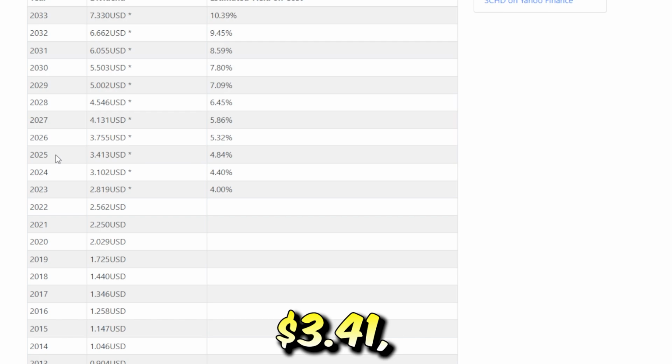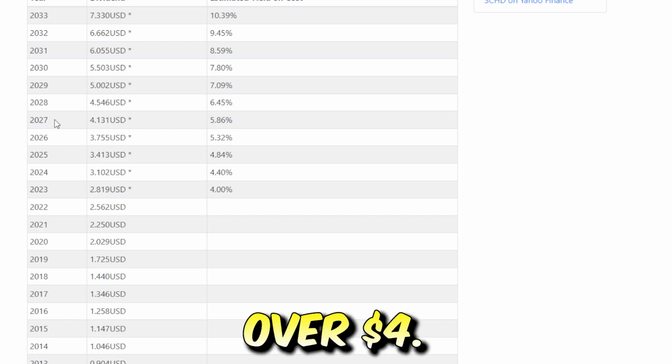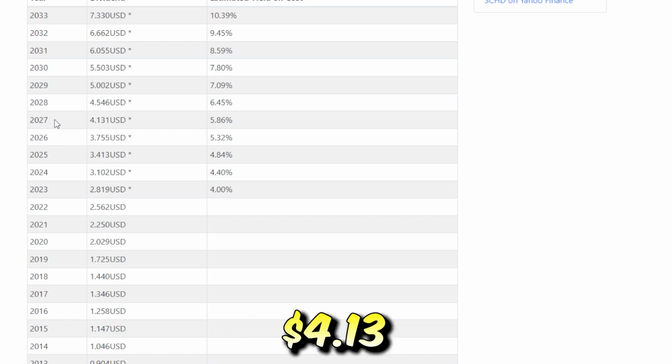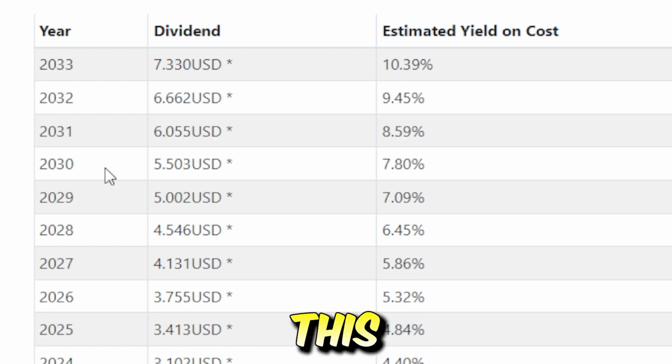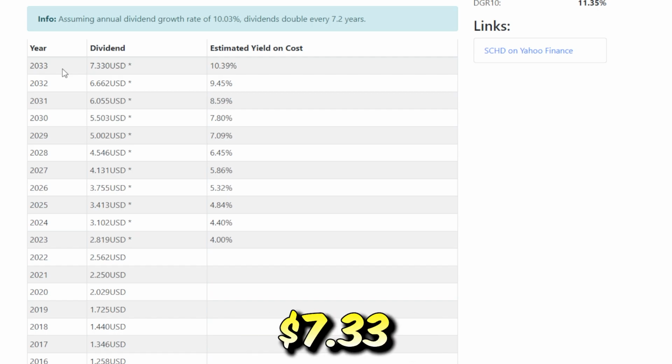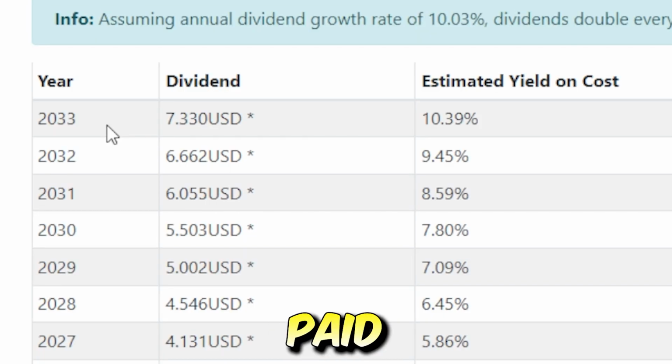2025, $3.41. 2026, $3.75. In 2027, over $4 finally, $4.13. 2028, $4.54. 2029, $5 per share. By 2030, with this conservative model, we could see $5.50. By 2031, $6.05. 2032, $6.66. And by the year 2033, we could in fact possibly see $7.33 per share paid for each share of SCHD that you own.